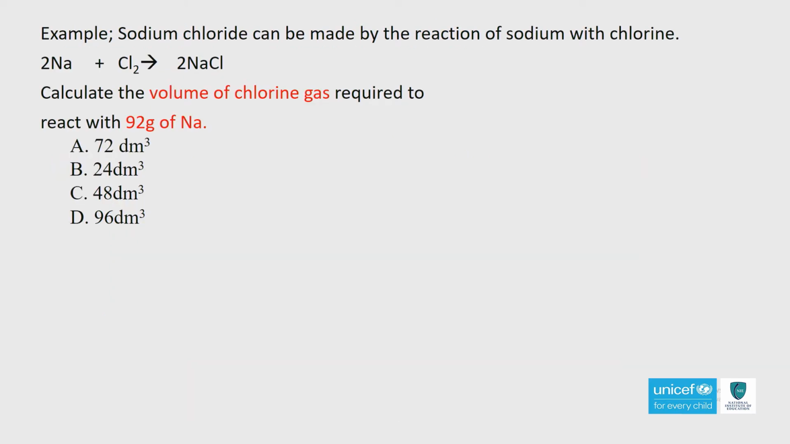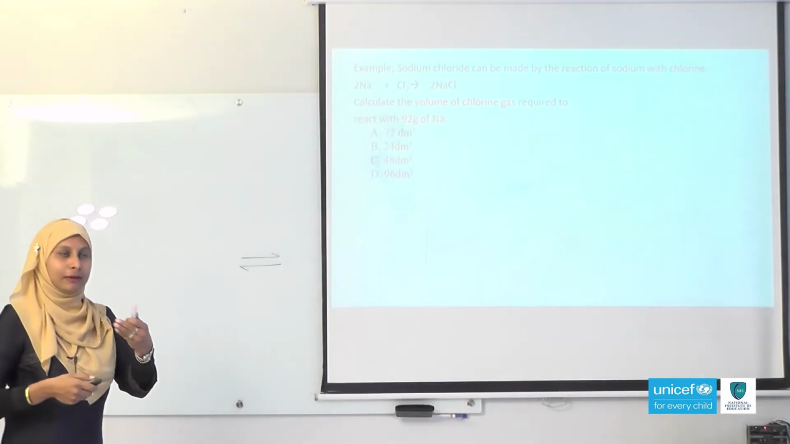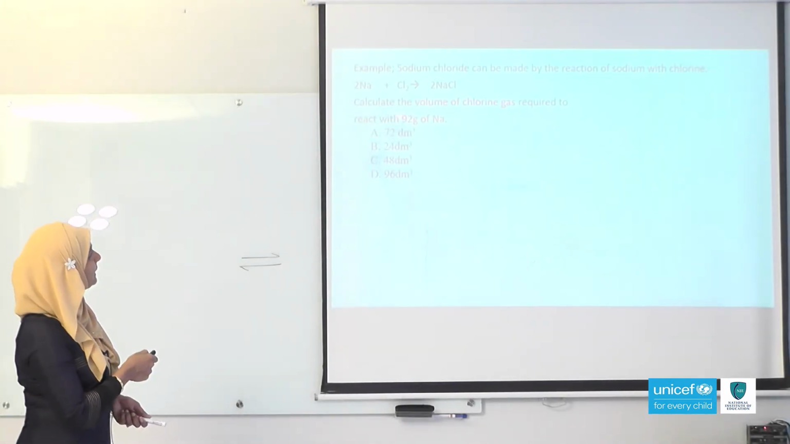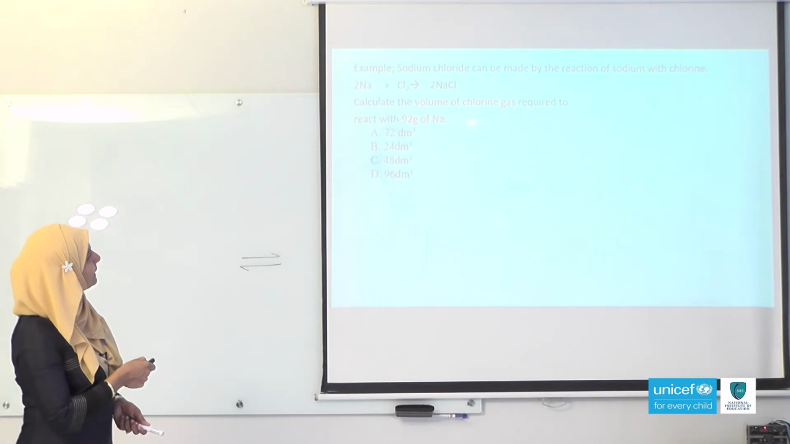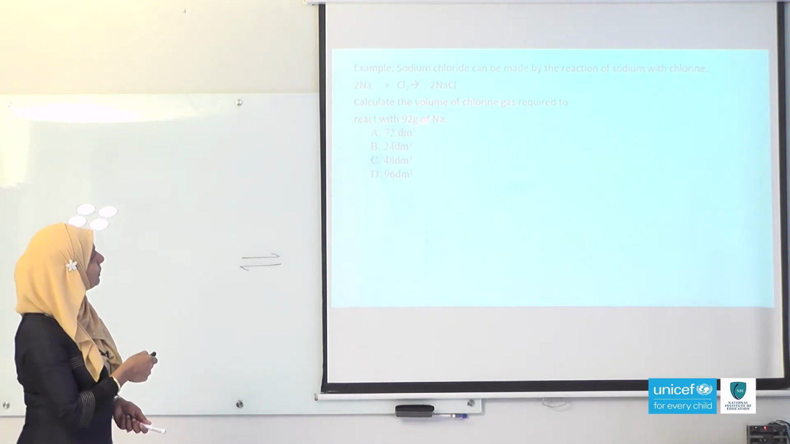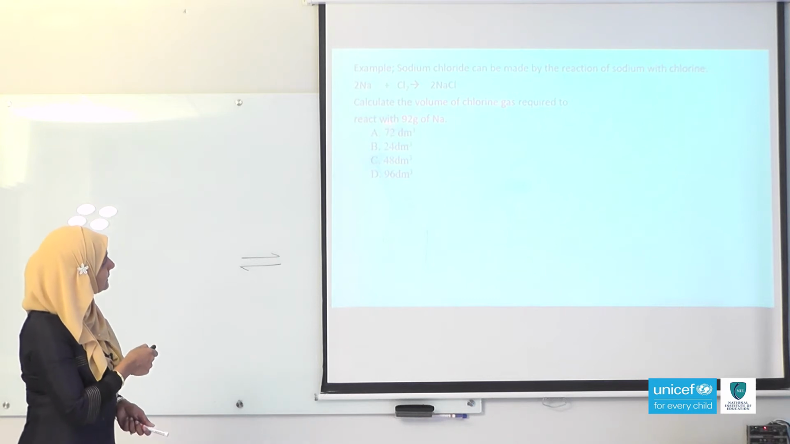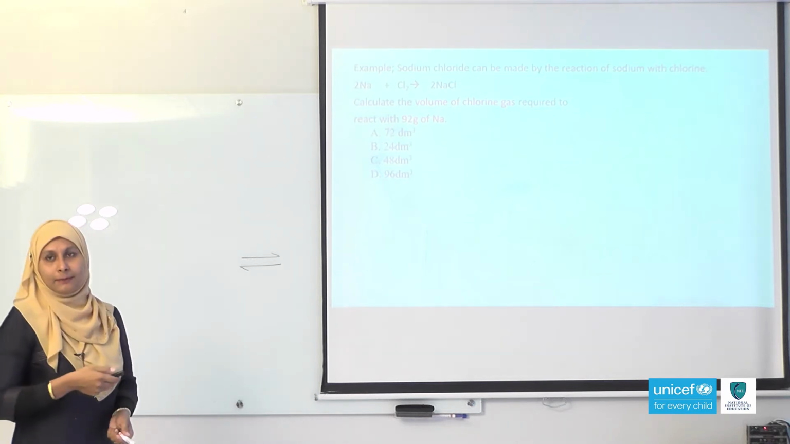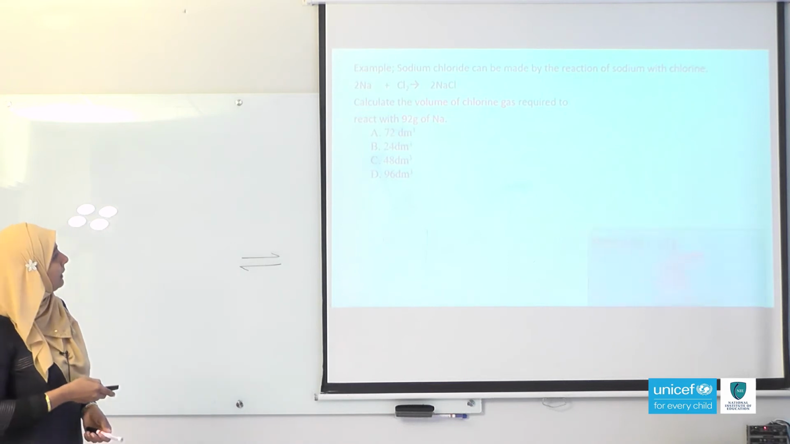Now let us have a look at a question here. Sodium chloride can be made by reacting sodium with chlorine. So that's the stoichiometric equation. Stoichiometric equation means the balanced equation for the reaction. Calculate the volume of chlorine gas required to react with 92 grams of sodium. So volume of chlorine gas and you are given the mass of sodium. How do we work this out?